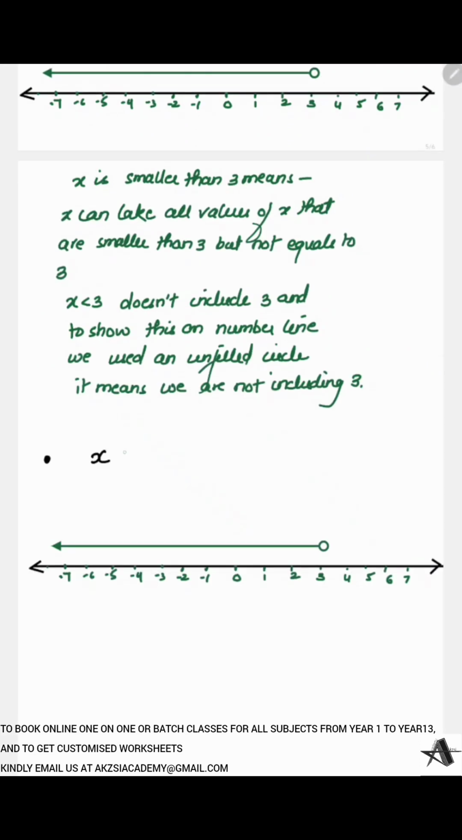And the last one is x is smaller than or equal to 3. Here we have to do the same thing. We need to represent it on the number line, including all the values that are lesser than 3, which means moving towards the left. The only difference is that we are going to fill the circle here. That's it. A filled circle represents that it is including 3. Just like I have written the description of every one, I'm writing the description right below it as well.